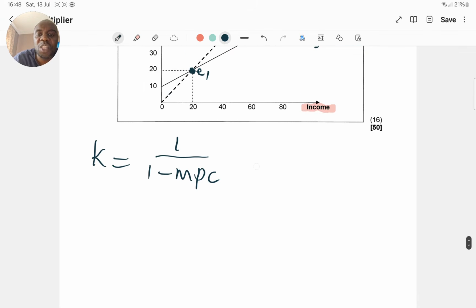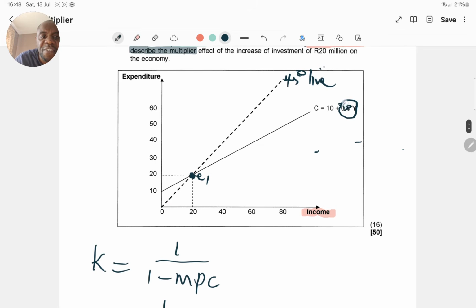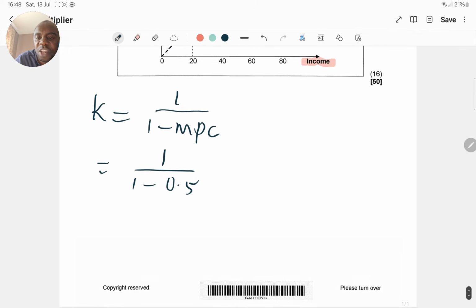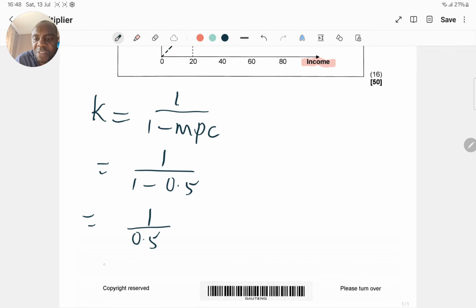Now, let's move on. So it's equal to 1 over 1 minus, then I take that 0.5 and it becomes the value of my MPC. Then you solve this: it's 1 over 0.5, because 1 minus 0.5 is 0.5. That means the size of the multiplier is 2. That is the size of my multiplier.